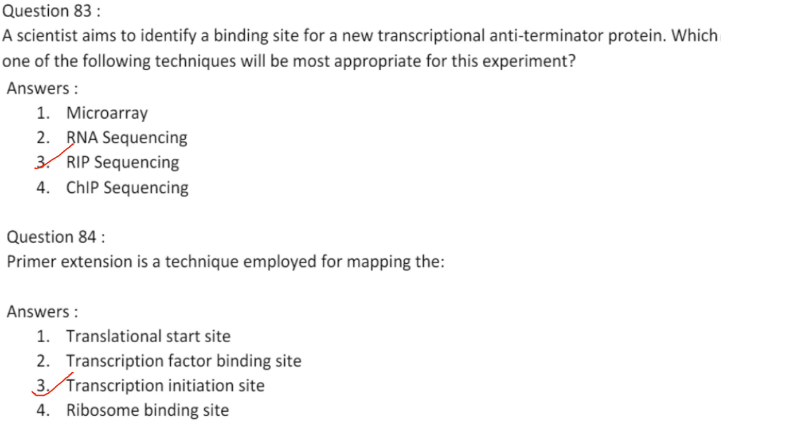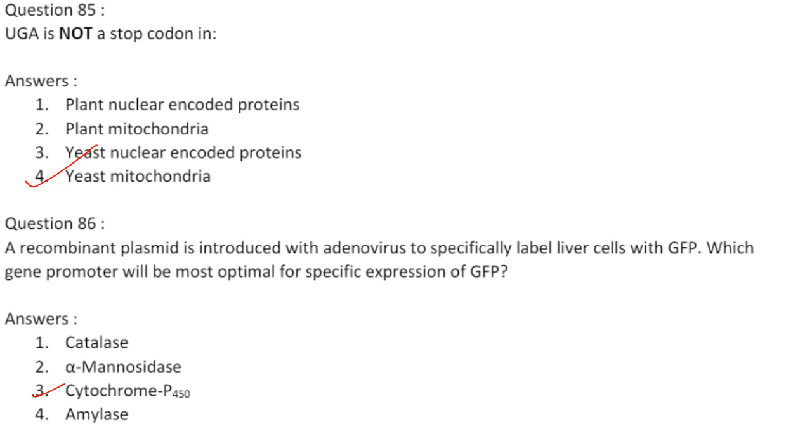Primer extension is a technique employed for mapping the... So, primer extension is a technique whereby the 5' ends of the RNA can be mapped, that is, they can be sequenced and properly identified. Primer extension can be used to determine the start site of transcription. The end site cannot be determined by this method. So, answer will be option 3, that is transcription initiation site. UGA is not a stop codon in yeast mitochondria. Answer is option 4.